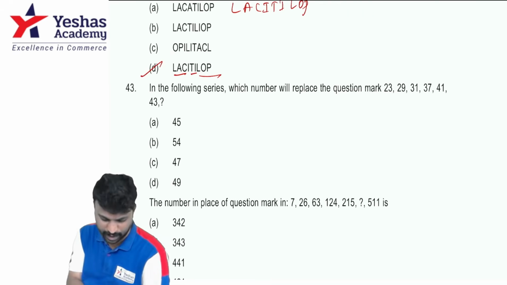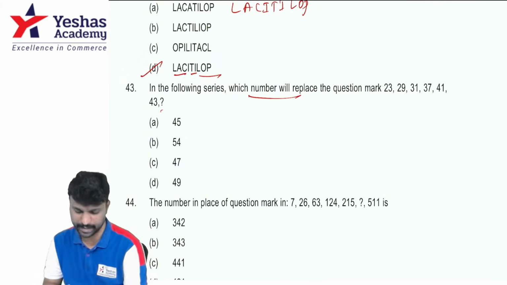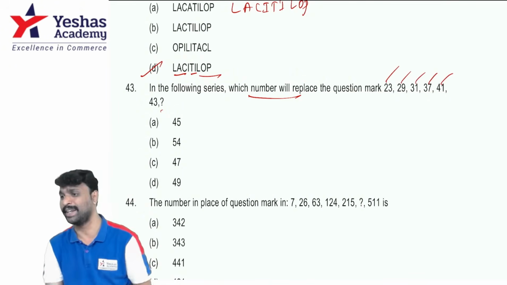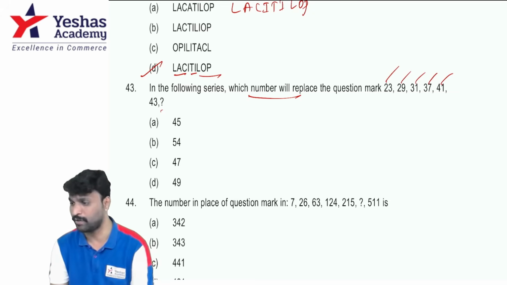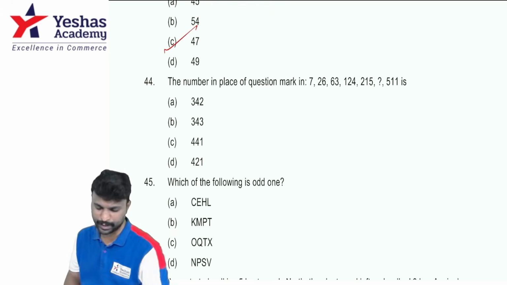There's the next question. We need to find the number in place of question mark. If you observe the numbers carefully, 23, 29, 31, 37, 41 and 43, clearly they are prime numbers. So what comes after 43? The next prime number after 43 is clearly 47. Option C is the right answer. Guys, moving on to the next question.